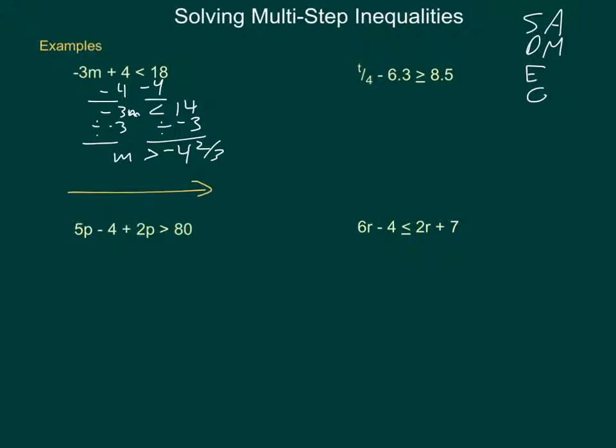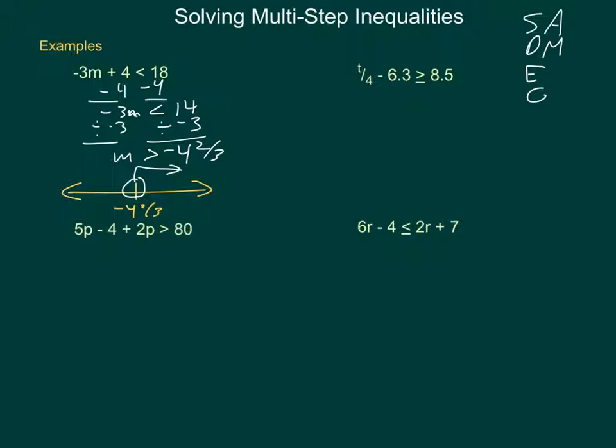Making a graph of this, putting my negative 4 2/3, I will use an open circle, and I want items that are greater. So, as long as I pick a number larger than negative 4 2/3, it should work out. Let's take negative 4. Negative 4 times negative 3 is a positive 12. Positive 12 plus 4 is 16. 16 is less than 18.